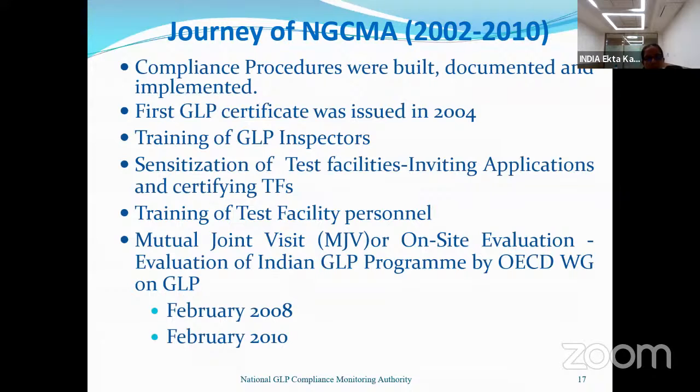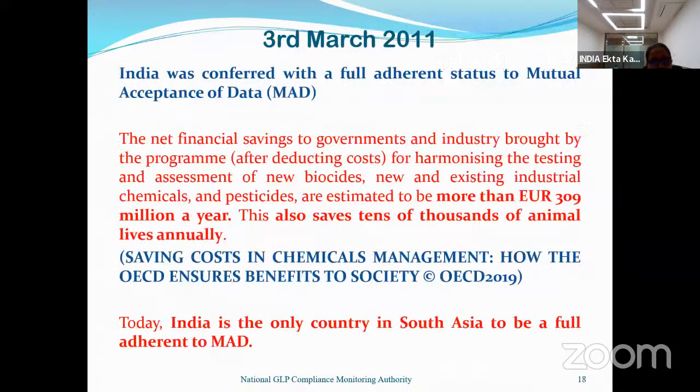We were evaluated by the OECD through a mutual joint visit, or an on-site evaluation, where a team came in from the OECD working party to evaluate our documented procedures as well as the procedures of conduct of GLP inspections by the NGCMA inspectors. The evaluation was held twice, February 2008 and 2010. And based on the 2010 evaluation, on 3rd of March 2011, India was conferred with a full adherent status to mutual acceptance of data.